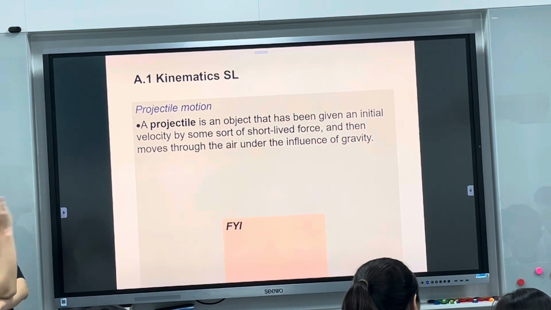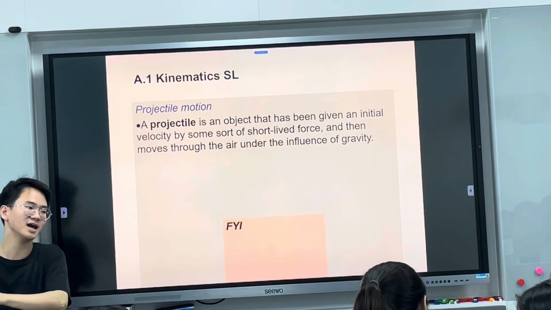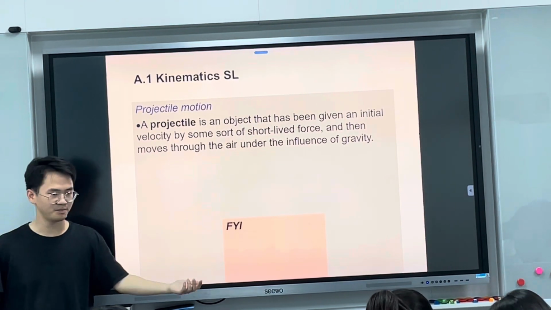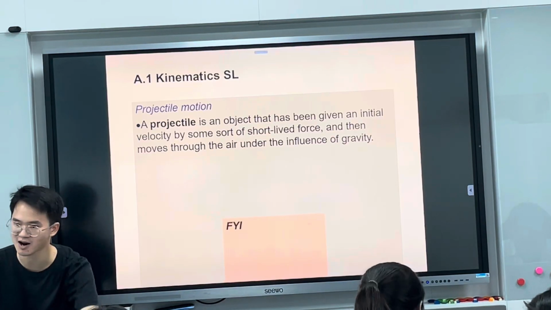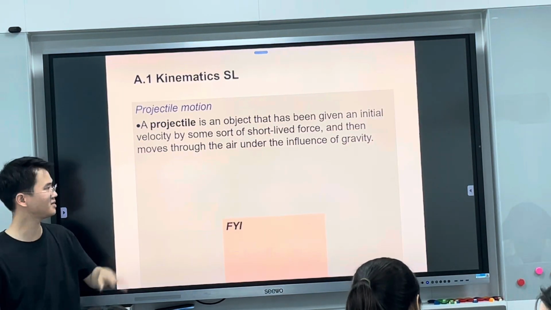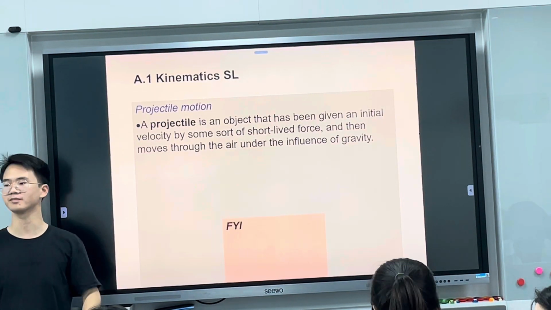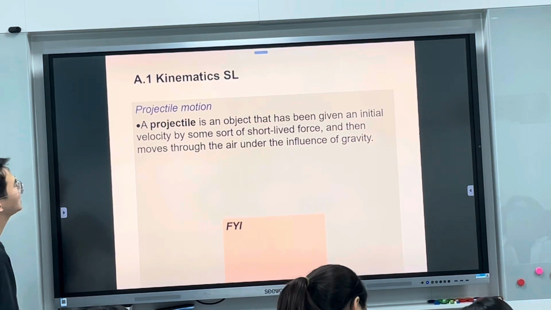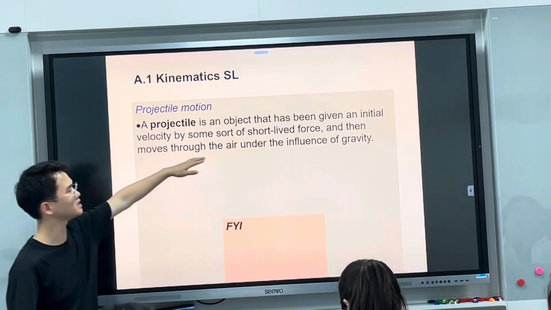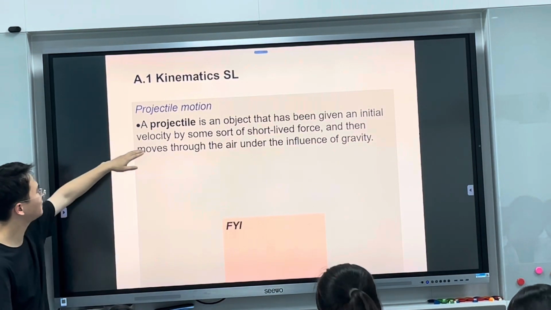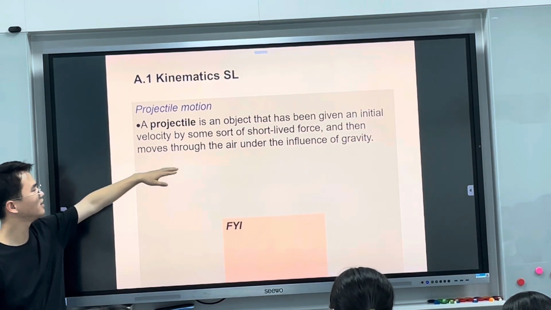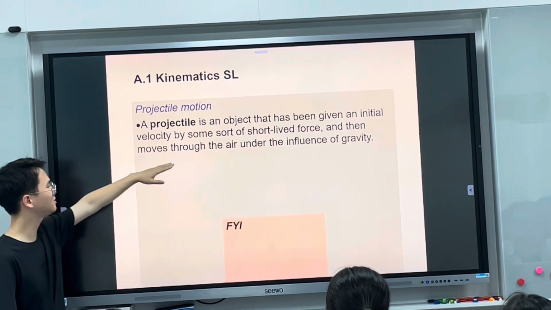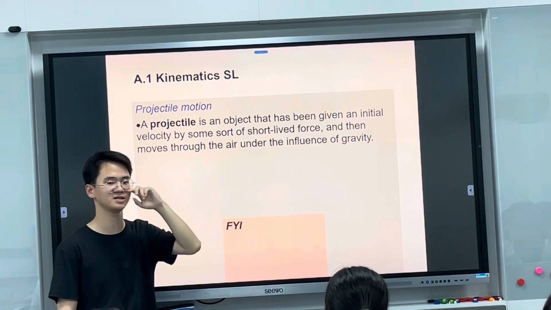Right? You have x-axis and y-axis. It's moving in both the x-axis and y-axis. We learned free fall because free fall is only happening in the vertical direction. That's 1D. But now with projectile motion, it's 2D. A projectile is an object that has been given an initial velocity by some sort of short-lived force, and then moves through the air under the influence of gravity.